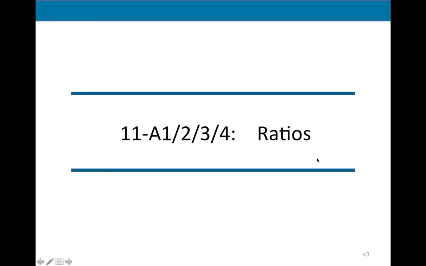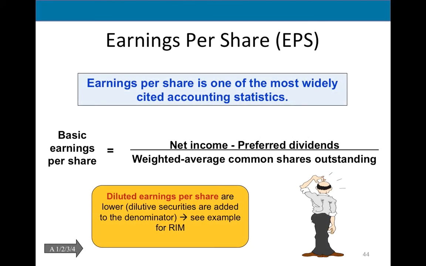Okay, and the chapter concludes with ratios. So I mentioned earnings per share. This is the single most widely cited accounting statistic. Any company's income statement includes earnings per share. I think it's the only ratio which is actually reported on the financial statement. So this is the actual formula, but like I said, the idea here is you take net income and you divide it by common shares outstanding. The higher the EPS, the better the company is performing. It's making more net income, more profit per share.